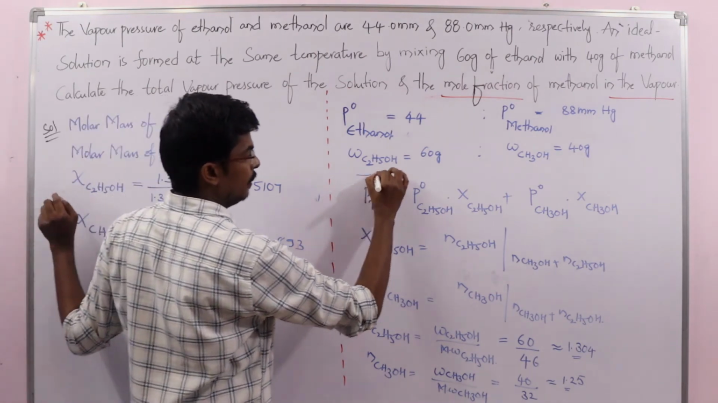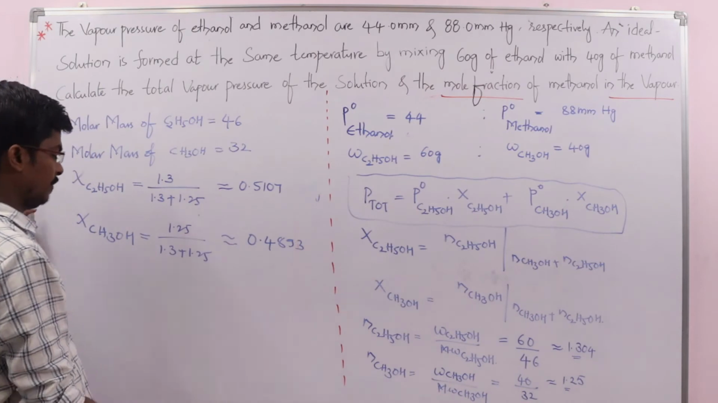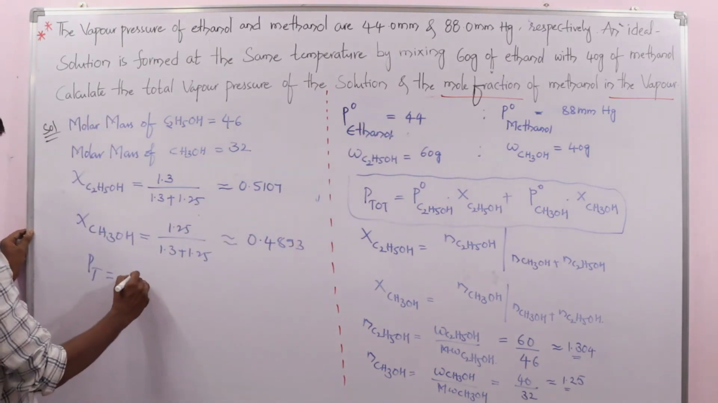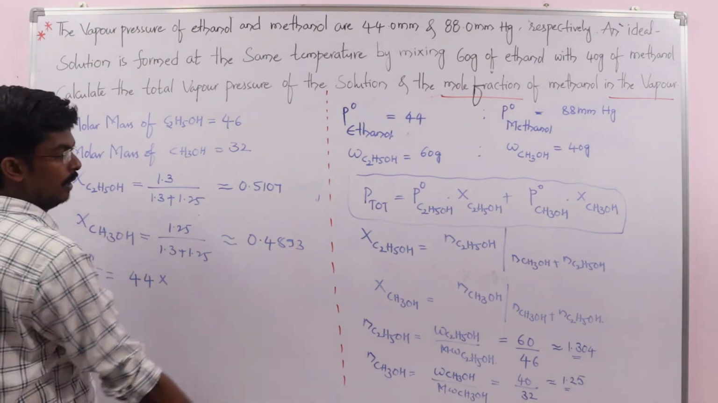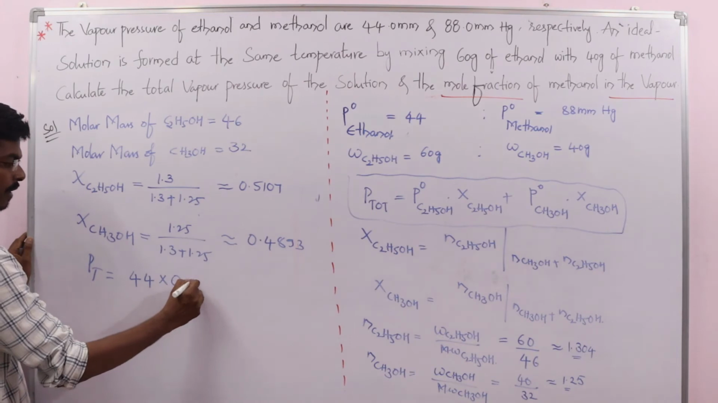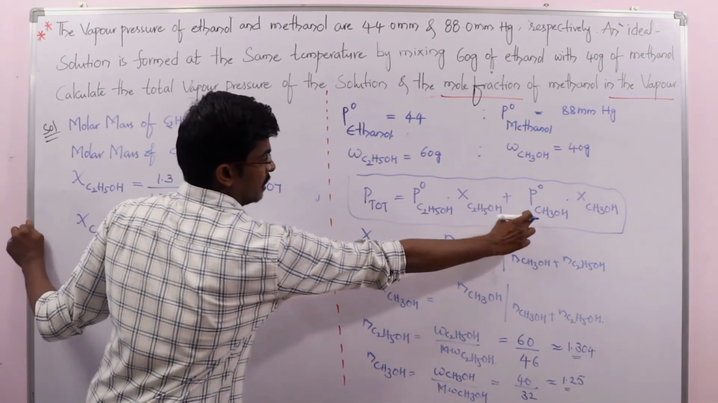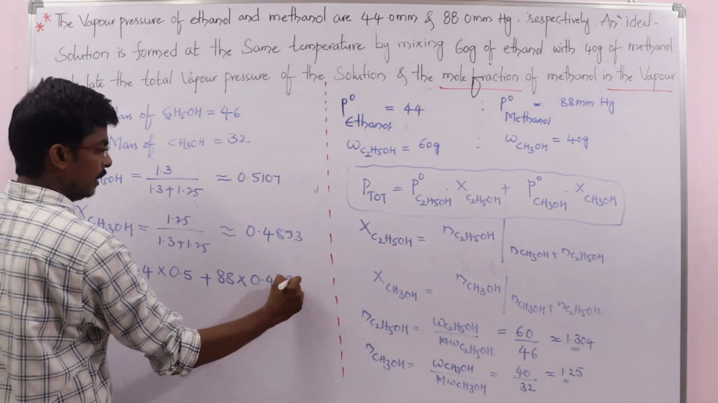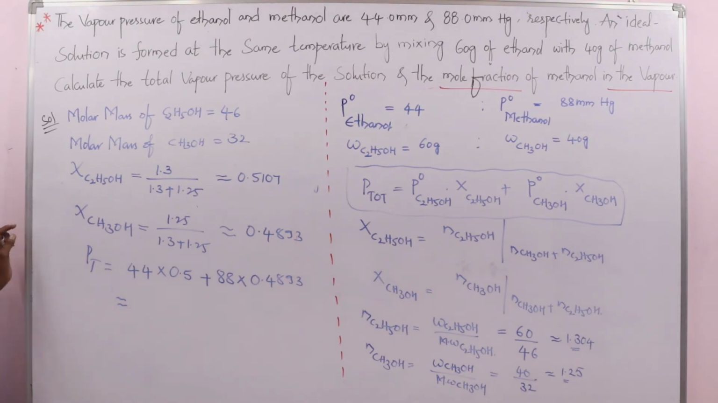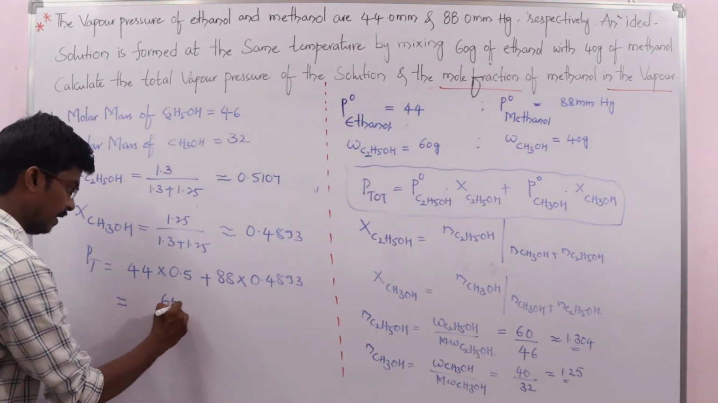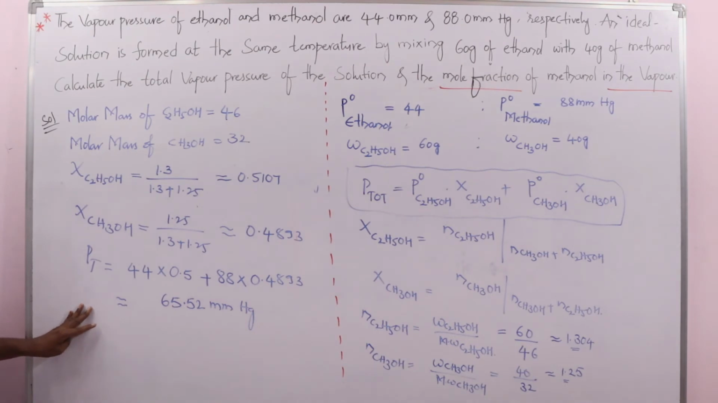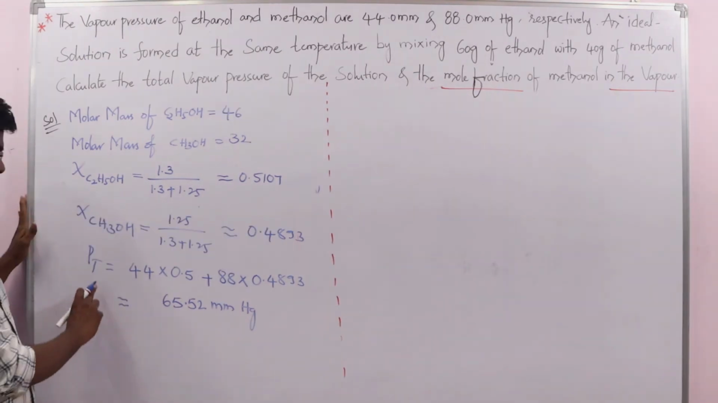Now use this formula. P total is equal to P naught C2H5OH, which is 44, into X C2H5OH, 0.5, plus P naught CH3OH, 88, into 0.4893. So here you get P total approximately 65.52 mmHg. This is the total vapor pressure of the solution. Here I have calculated the P total.